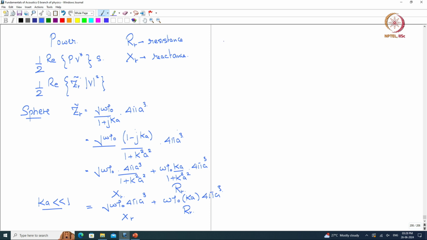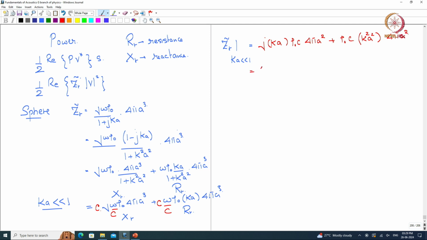So if we rewrite this z r tilde for Ka small, I divide by a c over here, multiply by a c, that gives me K rho 0 c j K a rho 0 c 4 pi a squared plus, I do the same here, divide by c, multiply by c, so I get rho 0 c and k square a square and 4 pi a square.